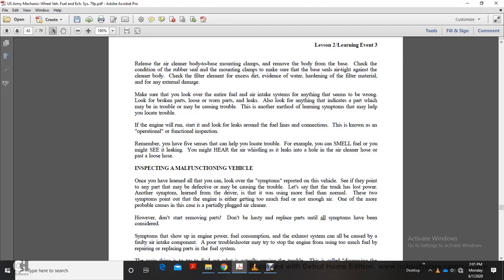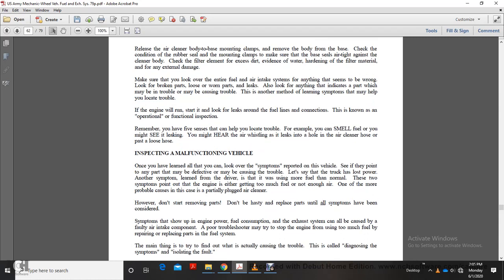Check the filter element for dirt, evidence of water, hardening of the filter material, and external damage. Make sure that you look over the entire fuel and air intake system for anything that seems to be wrong. Look for broken parts, loose or worn parts, and leaks, anything that indicates trouble or may be causing trouble.